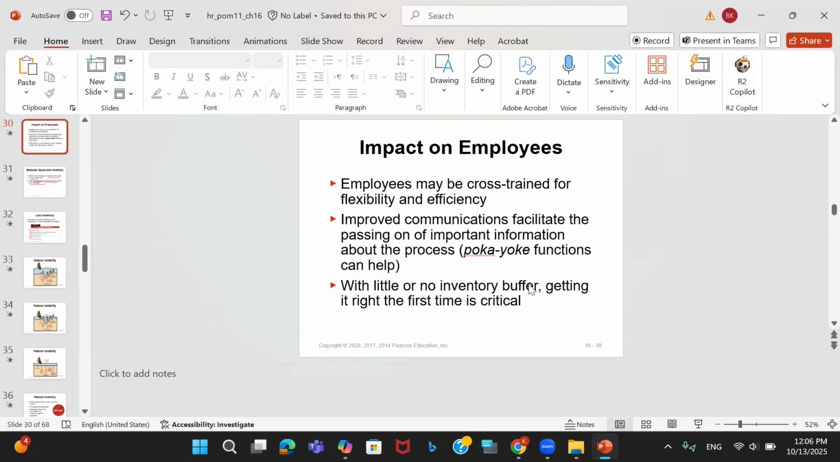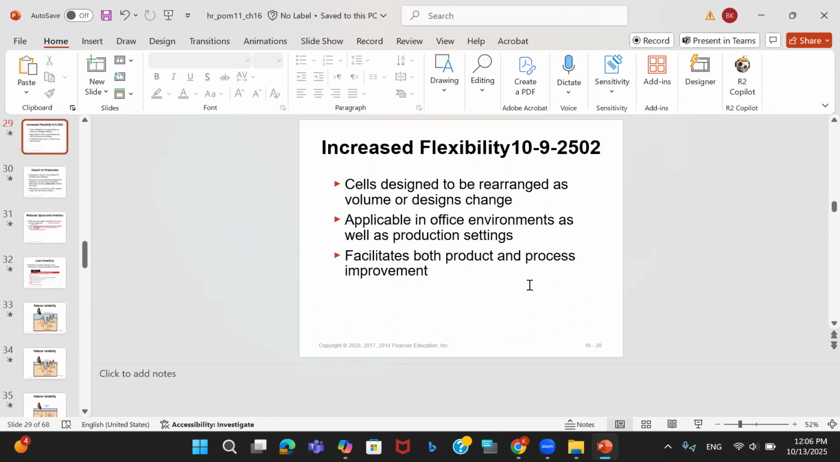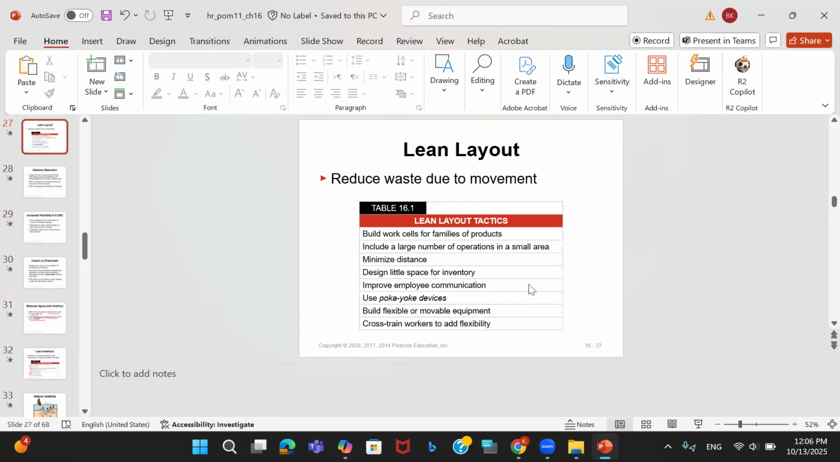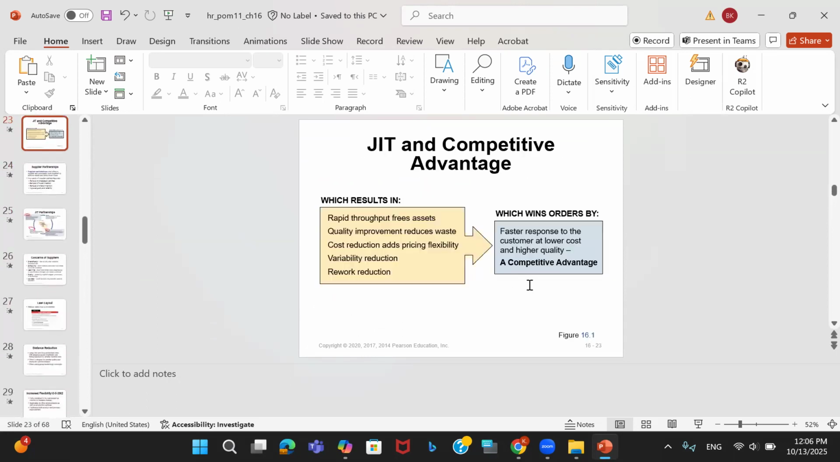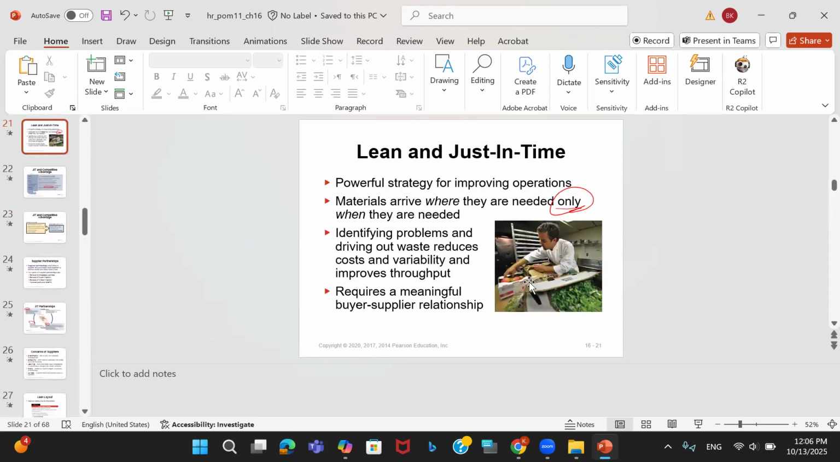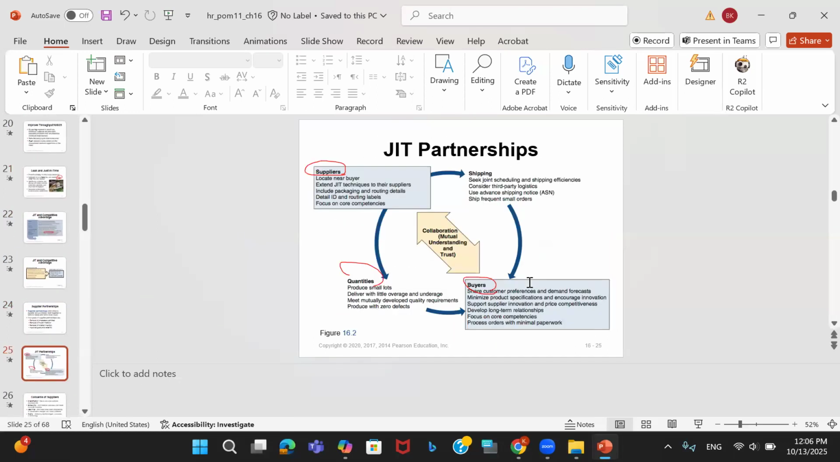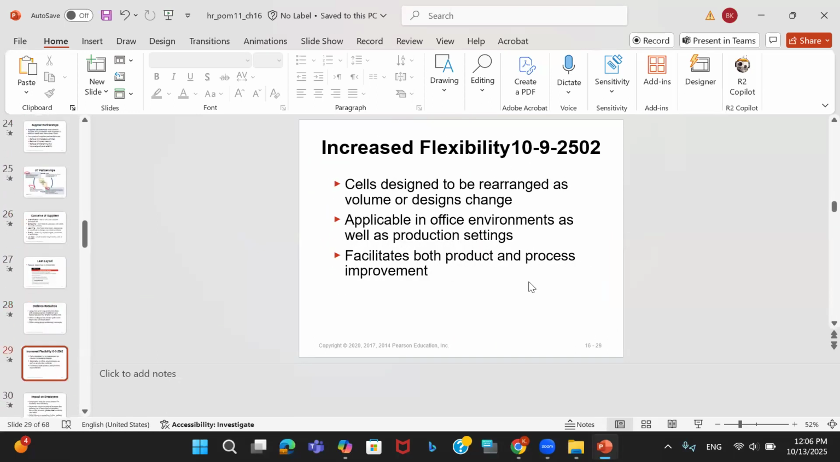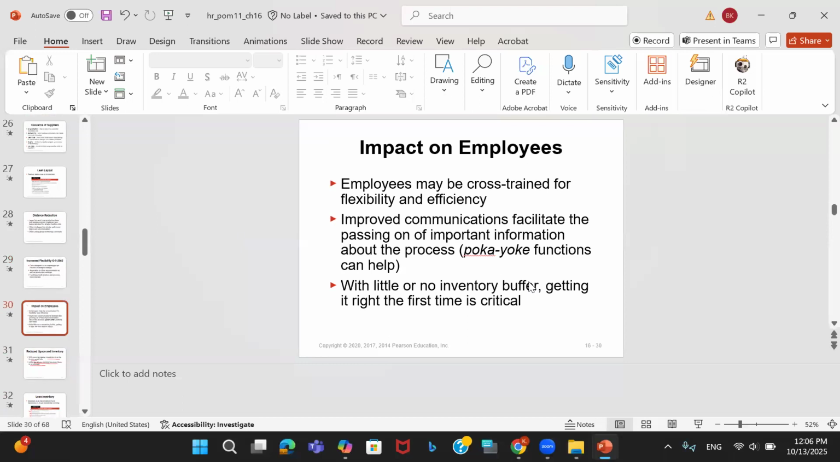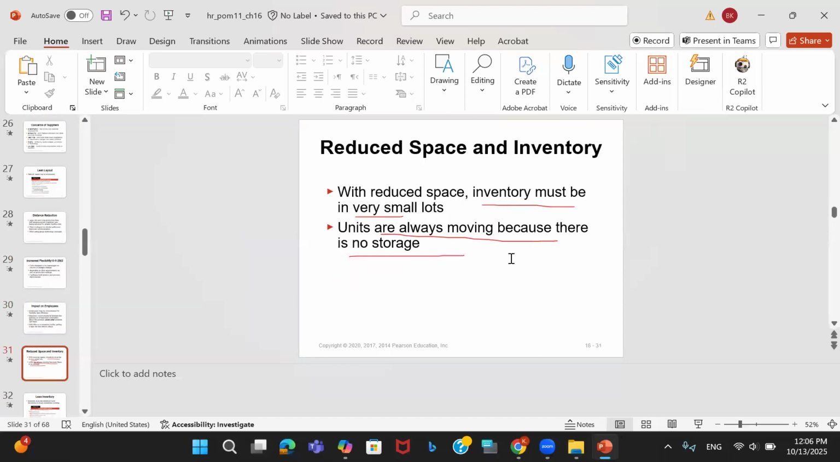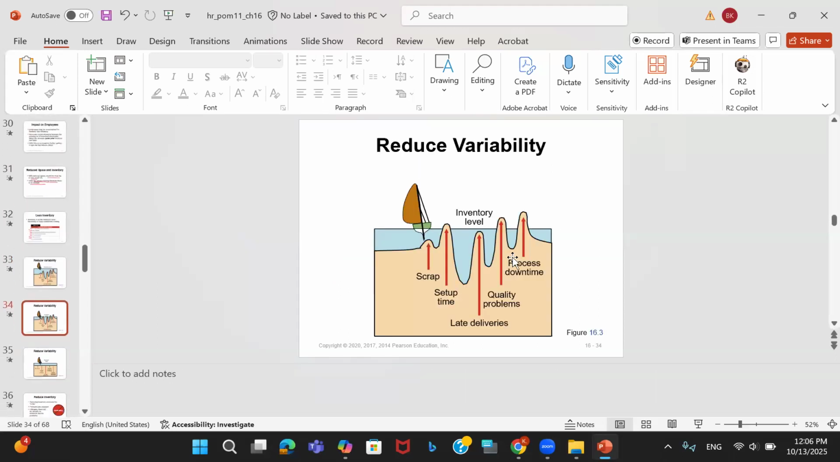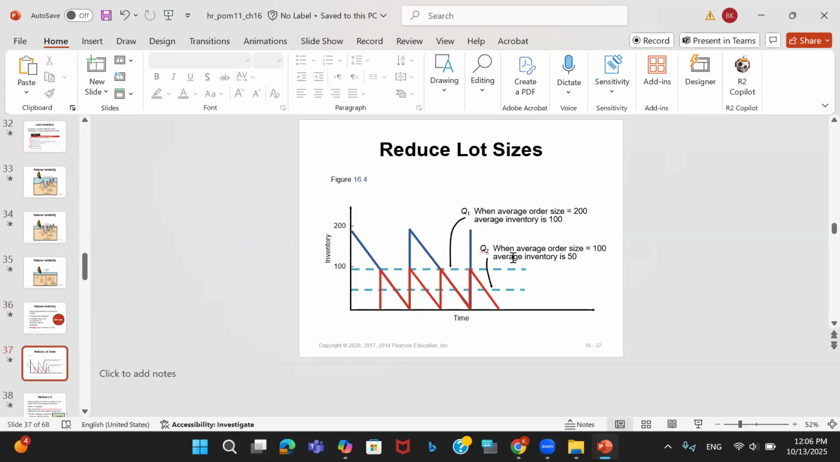Variability. We talked about lean layout, just in time, pull system, push system. Okay. So the material we are covering is very related to what we covered before in chapter 6 and chapter 12.